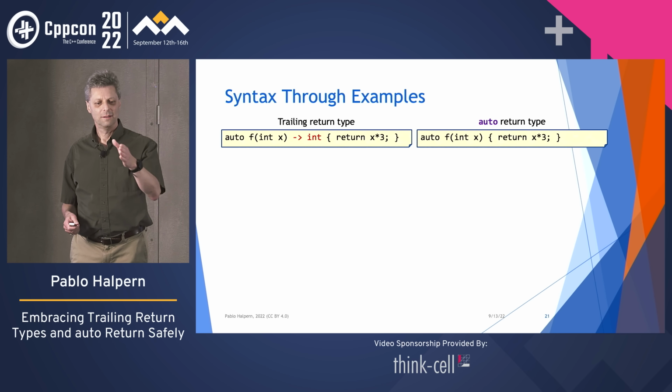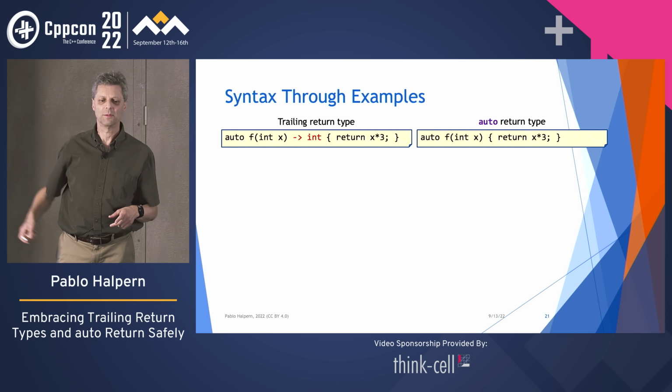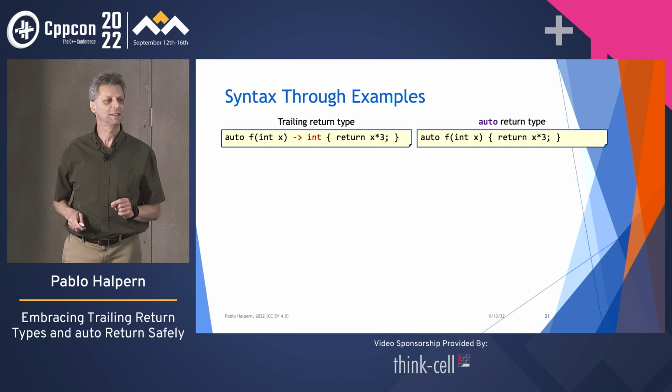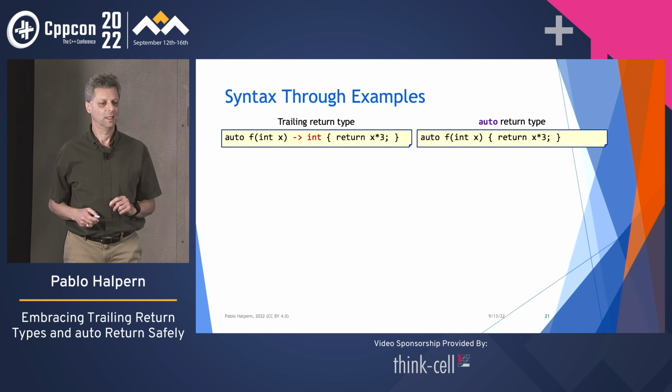So both of them have an auto in the front. But the one on the right doesn't have the arrow with the return type. So what's the return type? The return type is deduced from the return statement. The expression that is being returned is what you get.